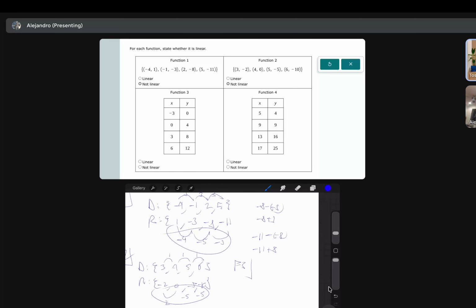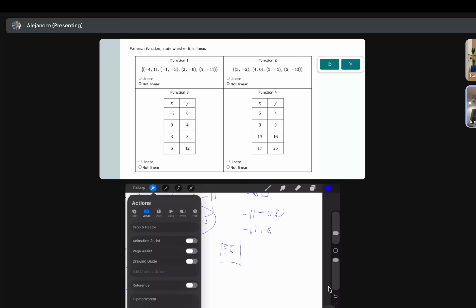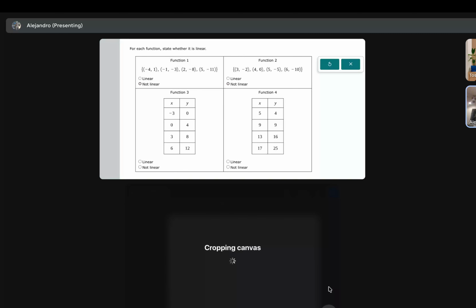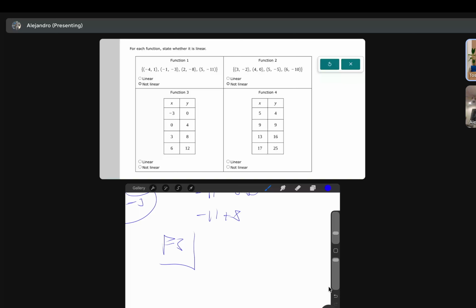Function 3, okay? What is that? 0 minus negative 3, that's 3. 3 minus 0, that's 3. And then 6 minus 2, that's 3. Imagine you're doing the common difference here. And then the bottom here, it'll be 4 minus 0, that's 4. 8 minus 4, that's 4. There you go. You see that.